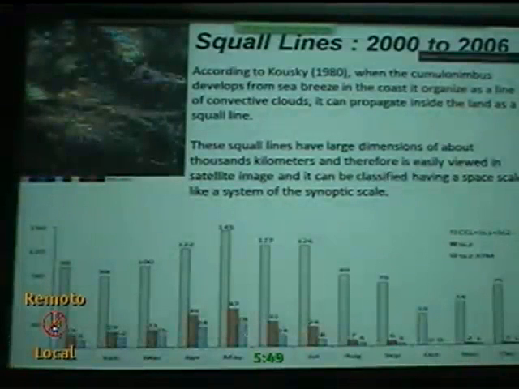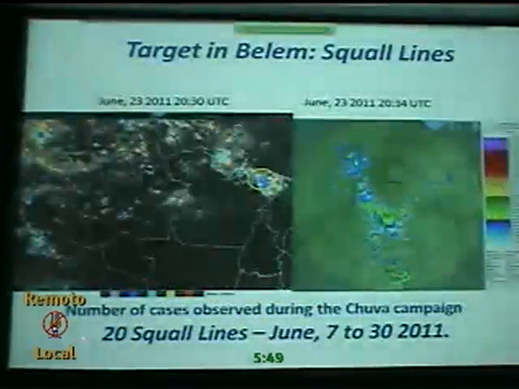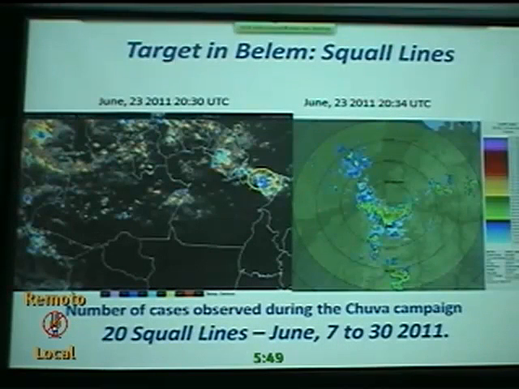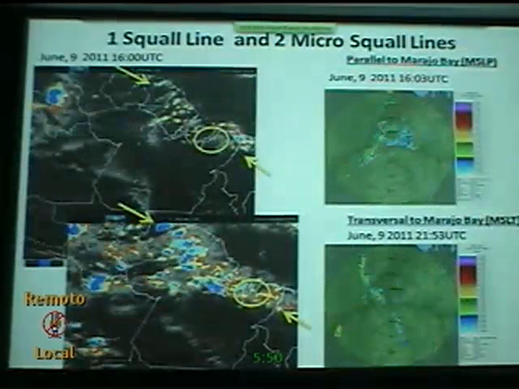Generally, this system occurs here. But the very interesting thing was that I was so busy at that time, but Luis Augusto was looking every day to measure, and he showed me a new kind of squall line that we call micro squall line. Sometimes this squall line occurs parallel to the Marajó Bay. Another time it is transversal to this bay.